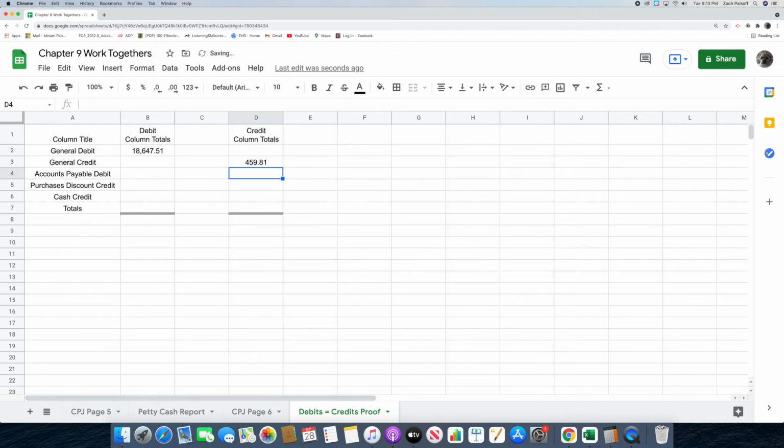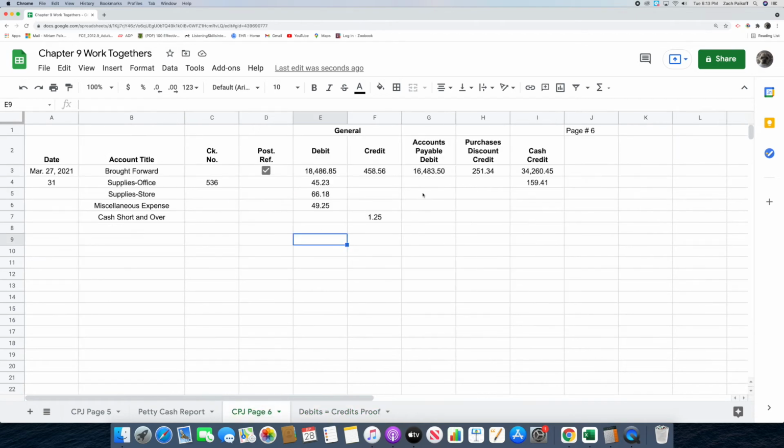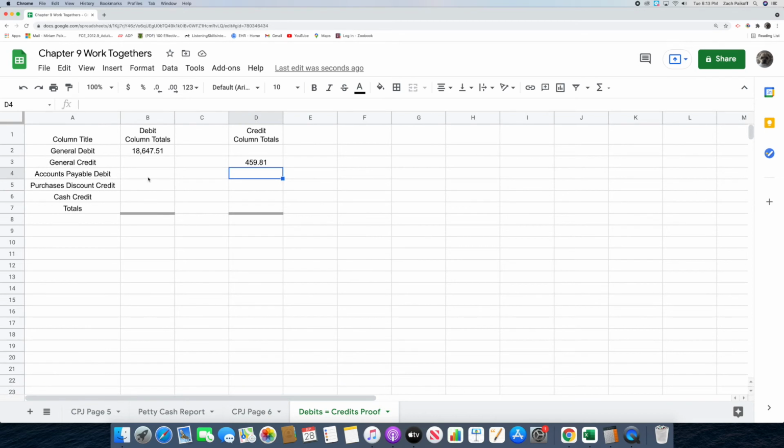The next column that we're going to total is going to be the accounts payable debit column. Well, this column only has one number in it, which is $16,483.50. So we're just going to bring this number on over and record it in the accounts payable debit column total.